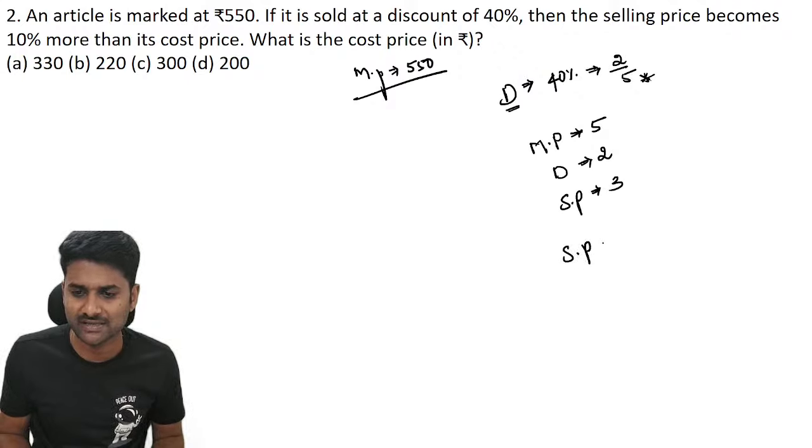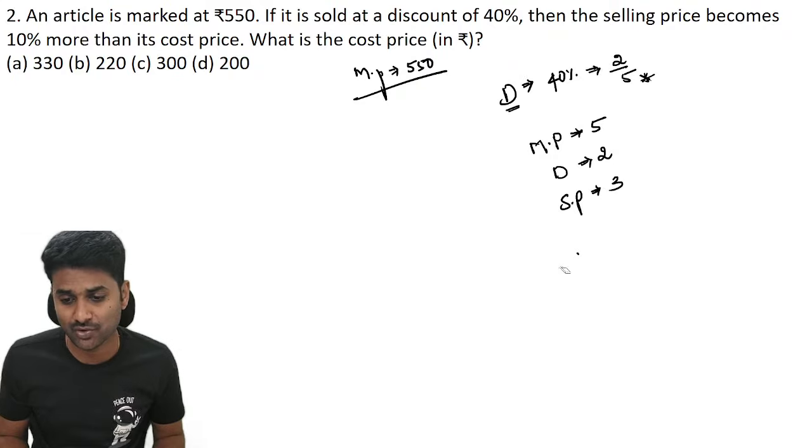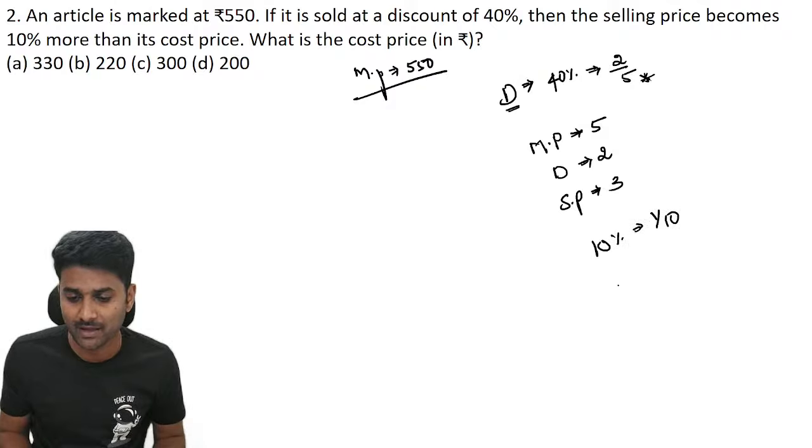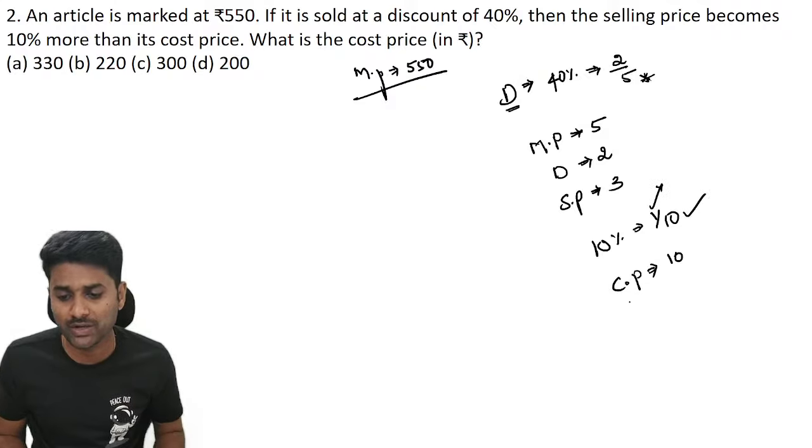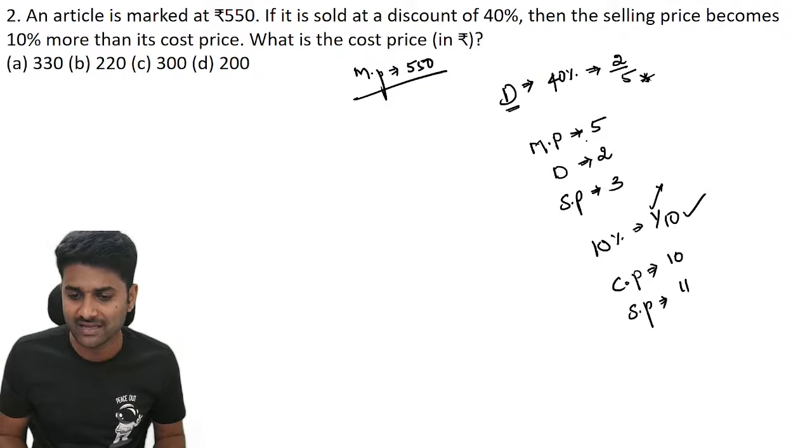Same way, we have other information. The selling price becomes 10 percent more than its cost price. You know that 10 percent is all about 1 by 10. Now see, here the data is compared with the cost price. So cost price is 10 units, and the resultant says 1 unit more. So 1 unit more means the selling price is 11 units. Let's understand this information.